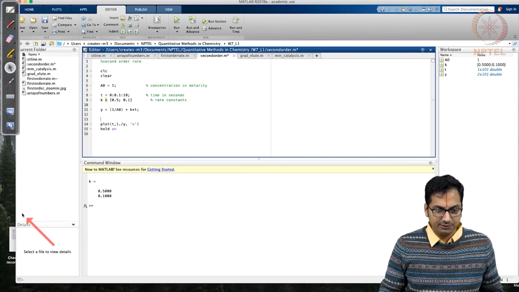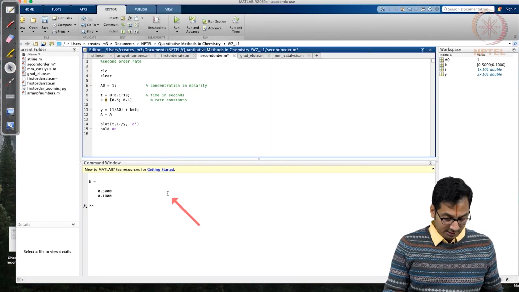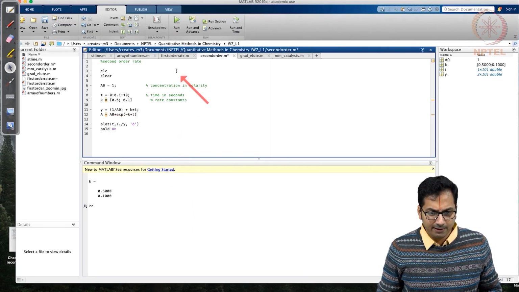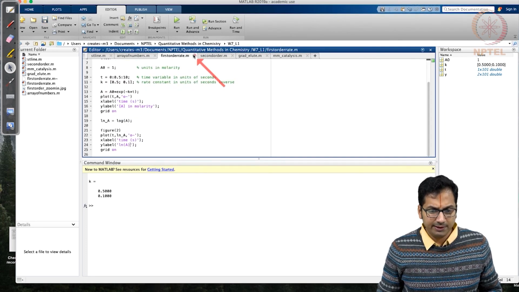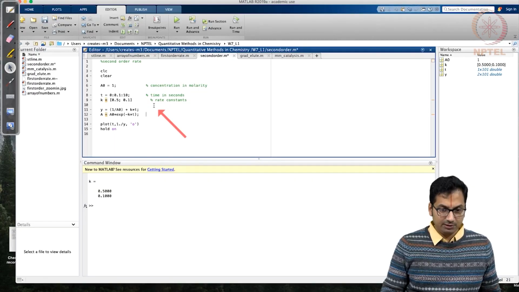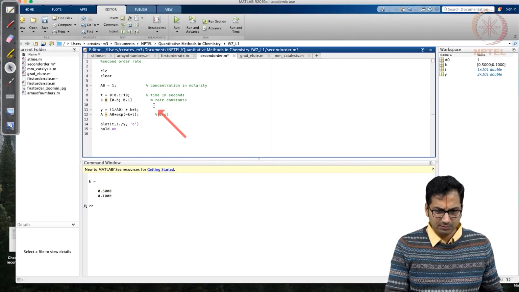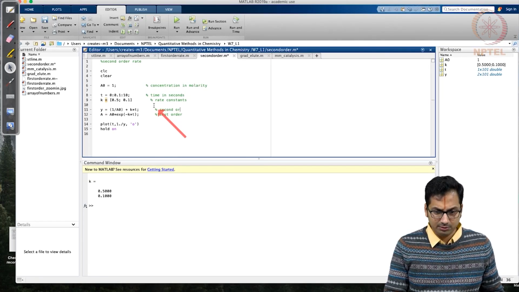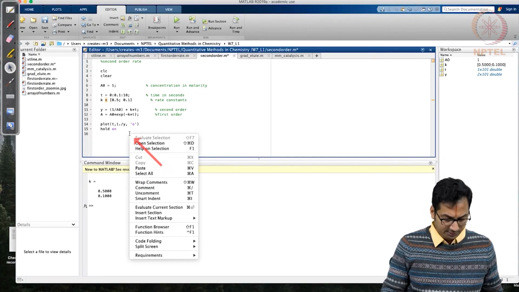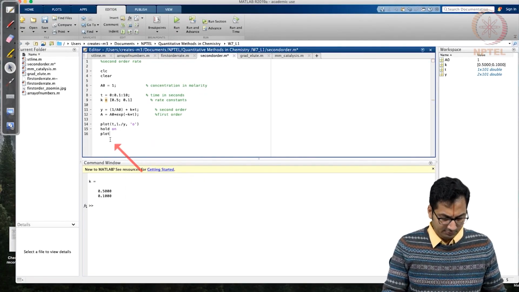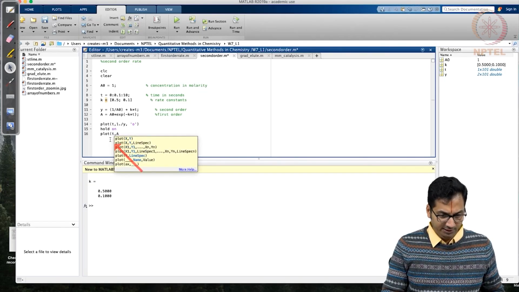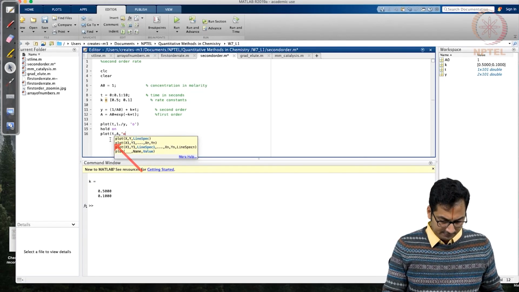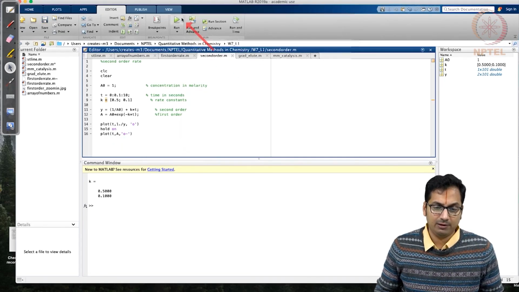Okay, so let's try to say A is equal to A naught star exp minus k star t. It's not exp, is it? It is exp. So this is first order. Second order. Okay, and then we can say plot t as a function of a, which is what we just did, but okay, now let's run it.